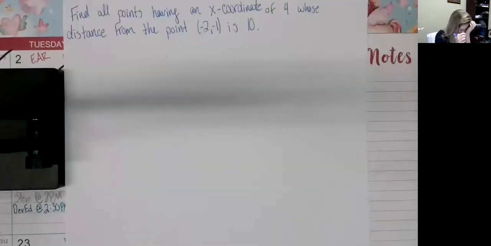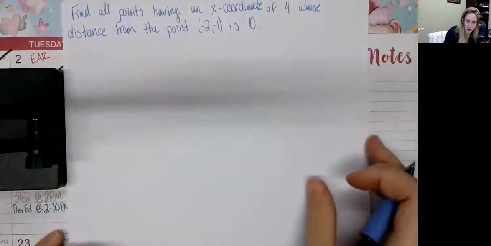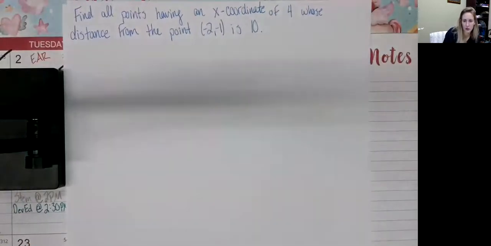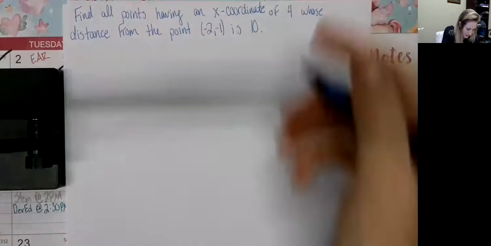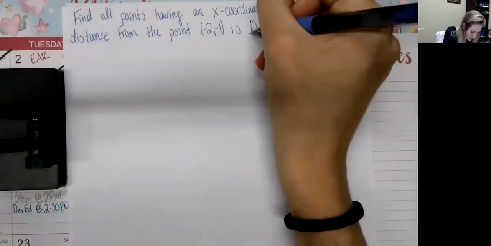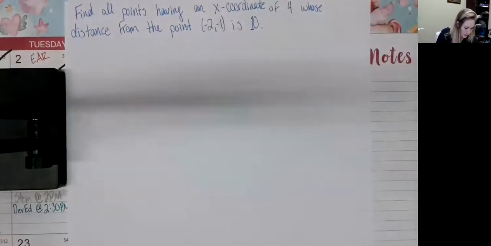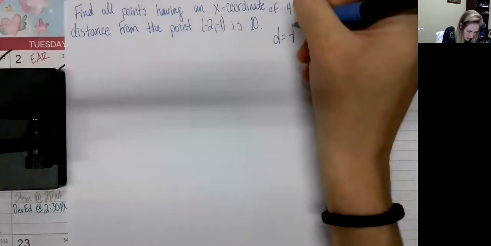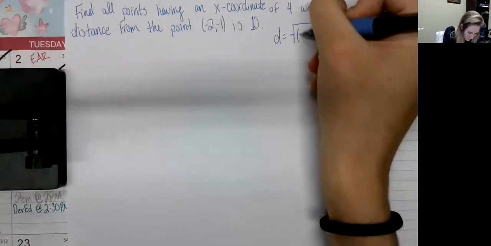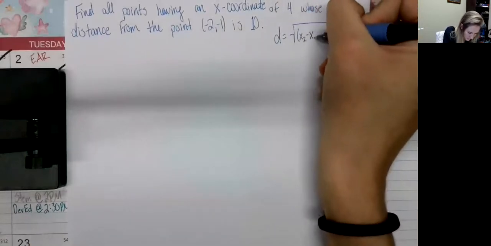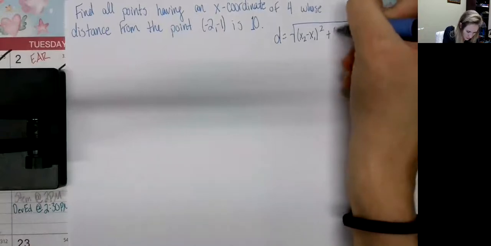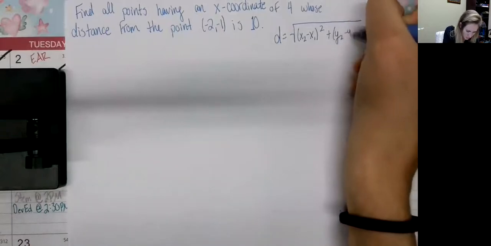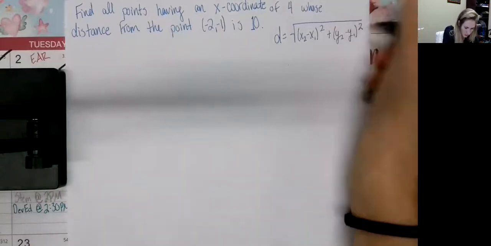Okay, this was the other distance problem I received a lot of questions on. Find all points having an x-coordinate of 4 whose distance from the point (-2, -1) is 10. Kind of doesn't look like a 10. It is a distance problem, so I'm going to go ahead and write the distance formula on here. The square root of (x2 - x1) squared plus (y2 - y1) squared.